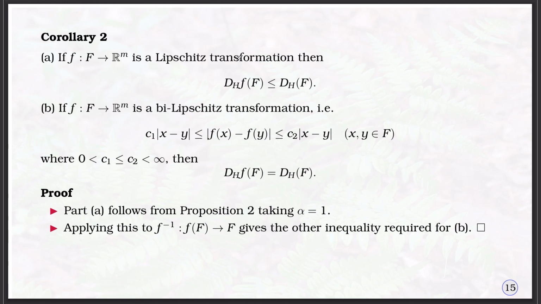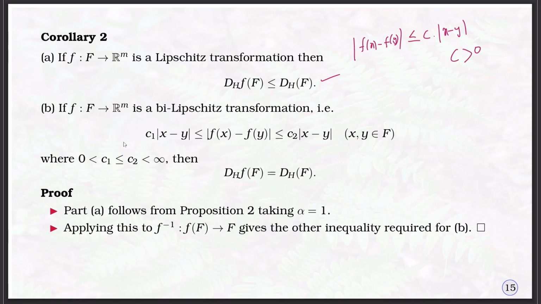Now if f is a Lipschitz transformation, then the dimension of the image of F is less than or equal to the dimension of F, that means the Hausdorff dimension of F. The Lipschitz condition means that the modulus of f(x) minus f(y) is less than or equal to some c times |x minus y|, where c is any positive number. You can think about when we will get equality. If it is an isometry, or c is less than 1, we can get some nice results from here.